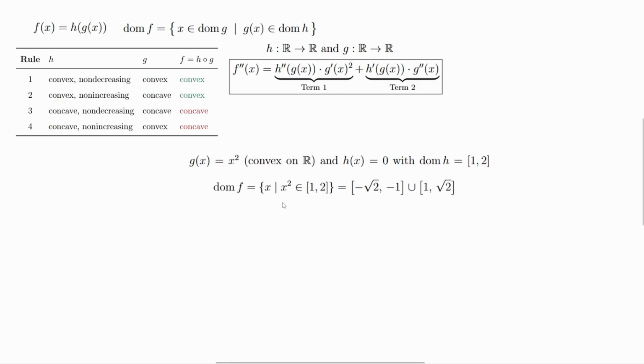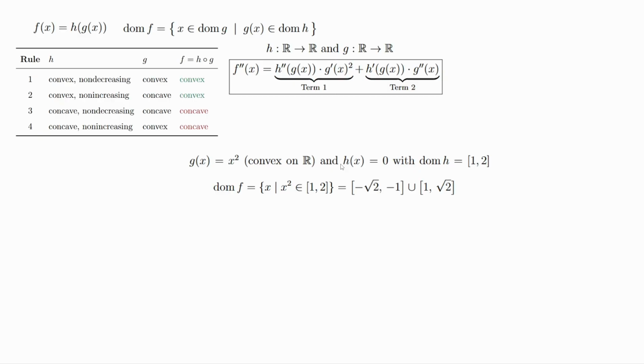So the domain of f is x must be in the domain of g, but the domain of g is the real numbers, such that x squared is between 1 and 2. But of course this means that we have this union here, which is not a convex set. So f cannot possibly be convex.